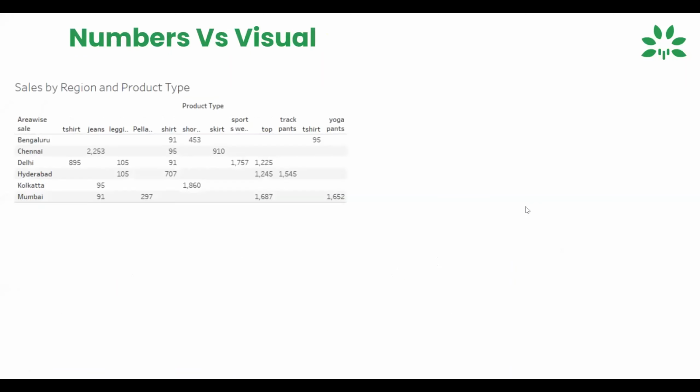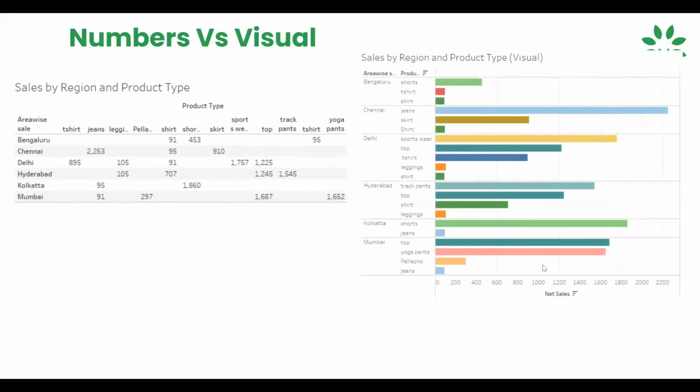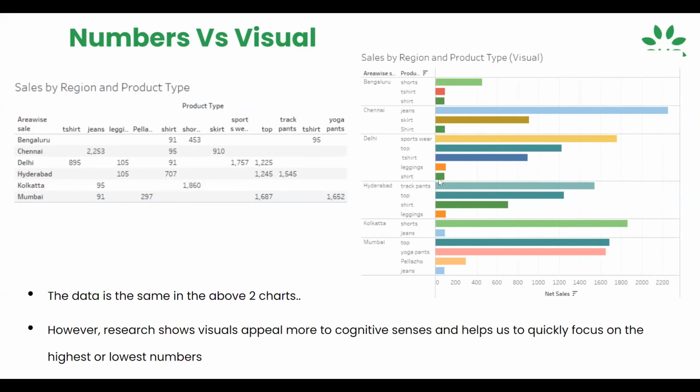So if we just look at this, this is the data sitting in the Excel sheet or the database tables. Now, if the same data is presented in the form of a graph, it looks much more appealing, and then you can actually see where you have the highs and the lows. So that makes it very appealing to the eye and quick to understand and comprehend.